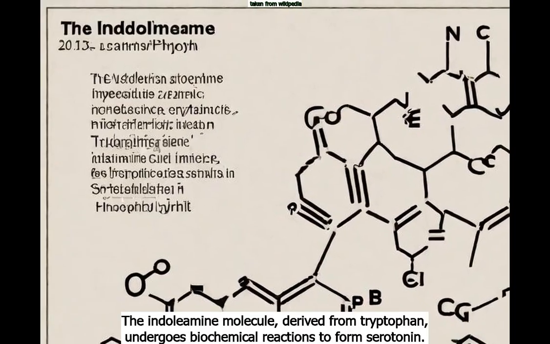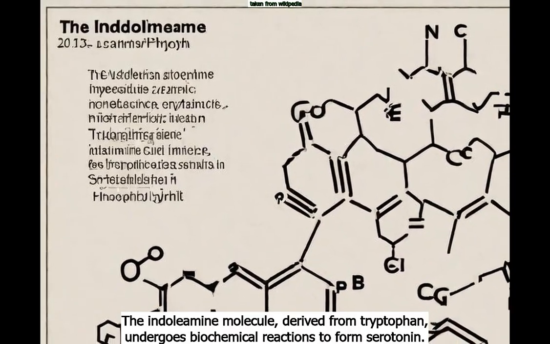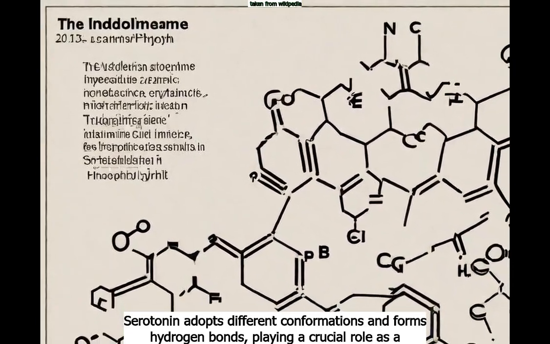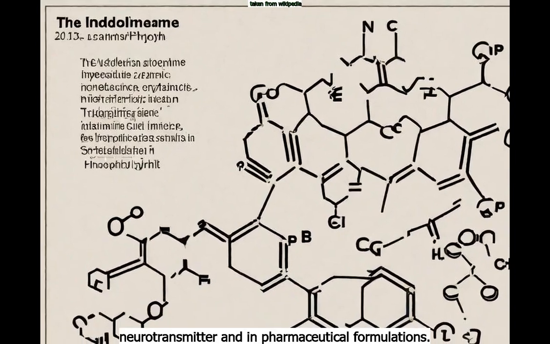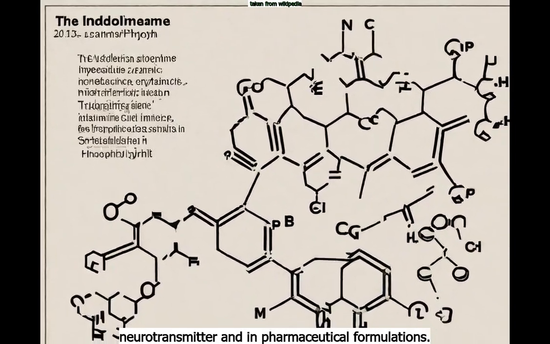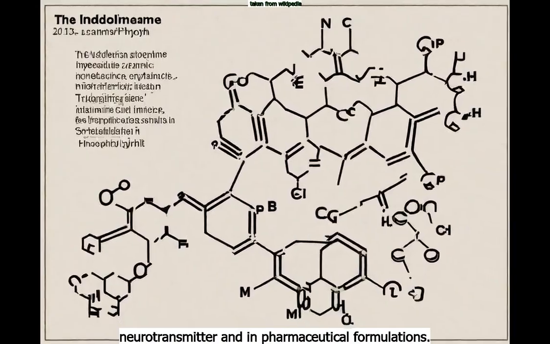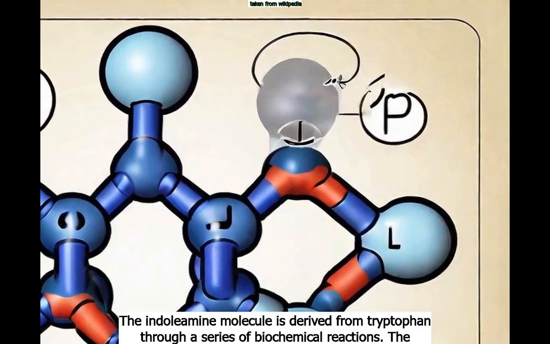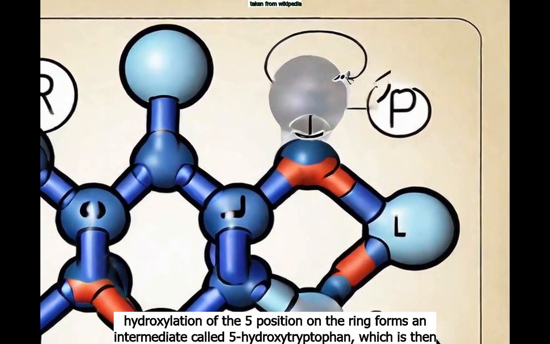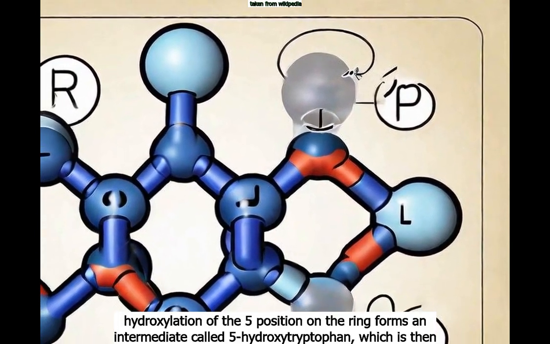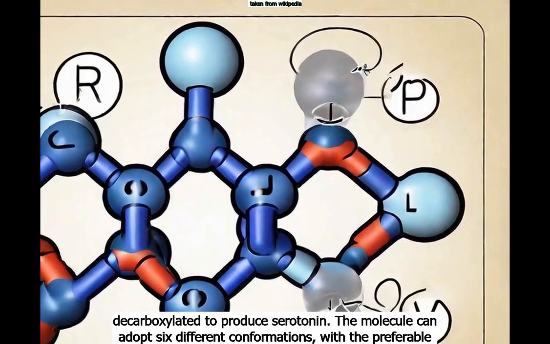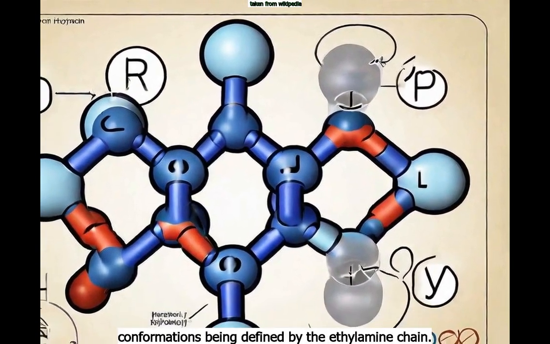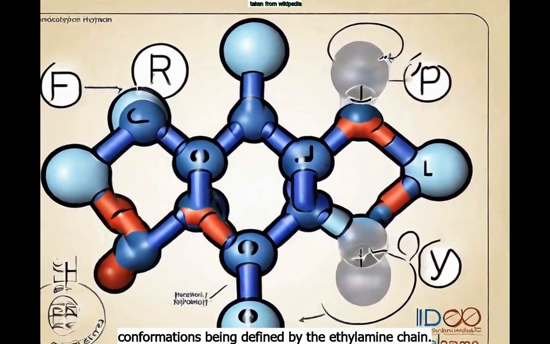The indoleamine molecule derived from tryptophan undergoes biochemical reactions to form serotonin. Serotonin adopts different conformations and forms hydrogen bonds, playing a crucial role as a neurotransmitter and in pharmaceutical formulations. The indoleamine molecule is derived from tryptophan through a series of biochemical reactions. The hydroxylation of the 5 position on the ring forms an intermediate called 5-hydroxytryptophan, which is then decarboxylated to produce serotonin. The molecule can adopt 6 different conformations, with the preferable conformations being defined by the ethylamine chain.